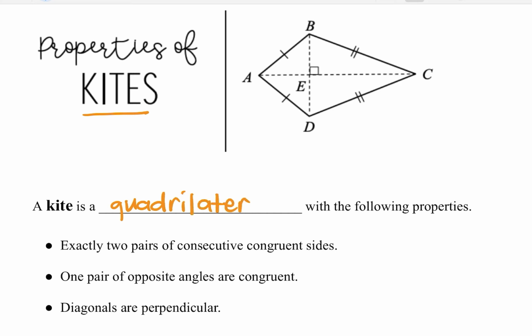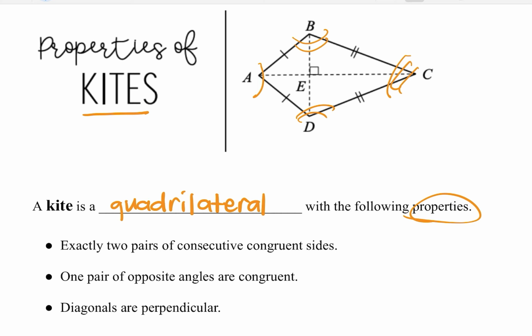And quadrilateral simply means a polygon. So it is a polygon with four sides, or it is a four-sided figure. It also has four angles, and there are also four vertices. So a kite has the following properties.